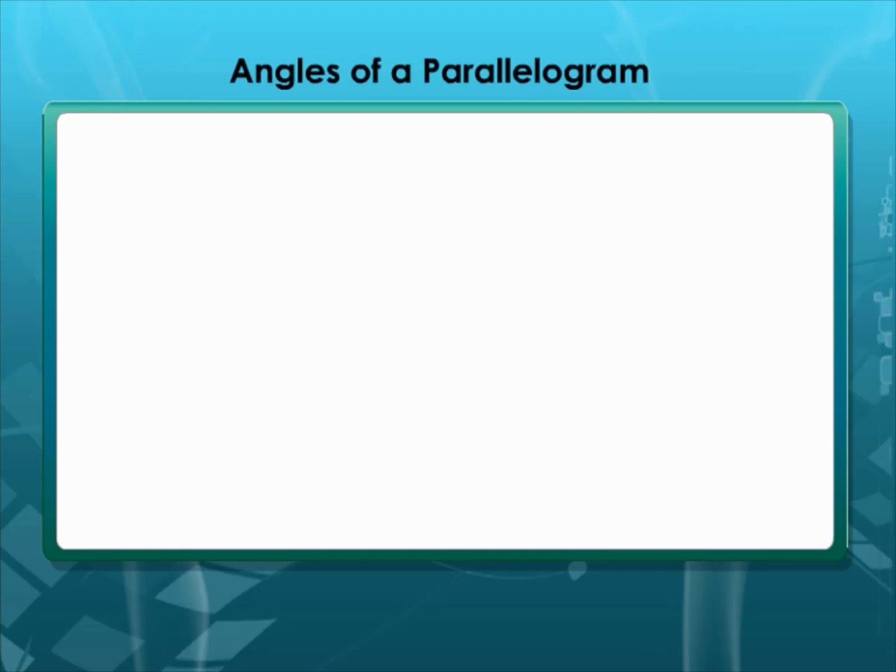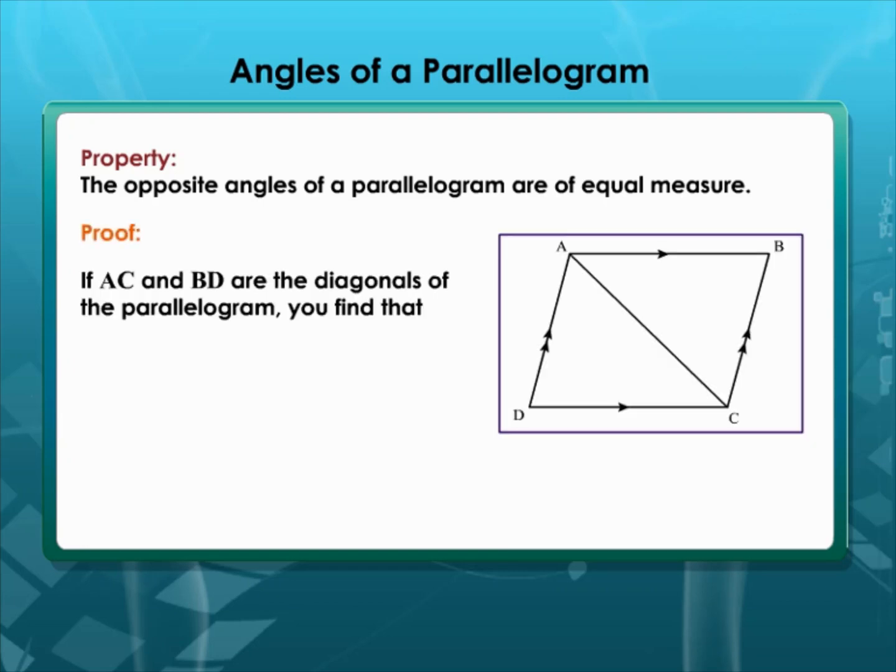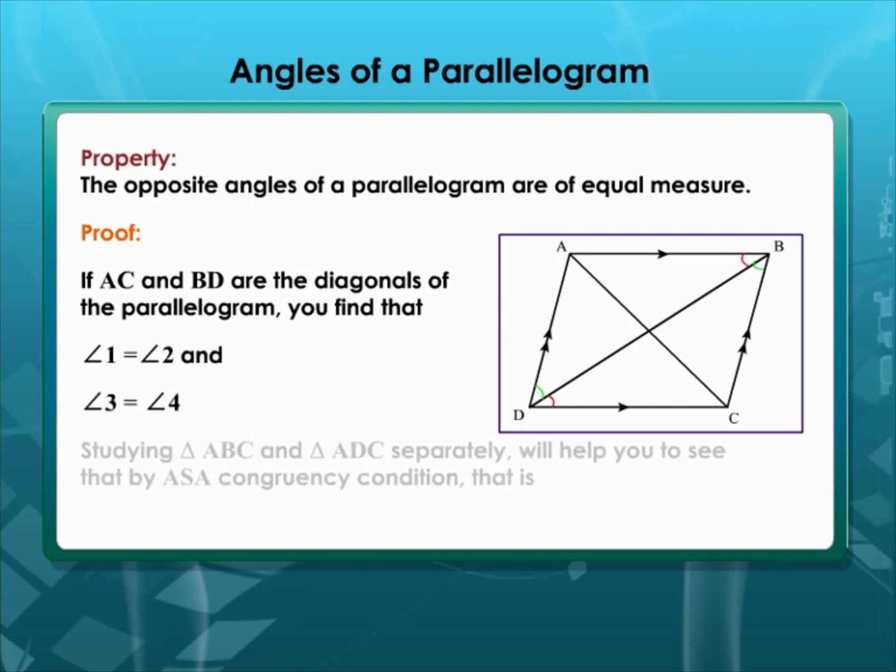Angles of a parallelogram. Now let us discuss about the property of angles of a parallelogram. The opposite angles of a parallelogram are of equal measure. If AC and BD are the diagonals of the parallelogram, you find that angle 1 is equal to angle 2 and angle 3 is equal to angle 4.